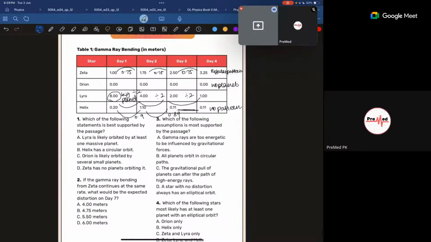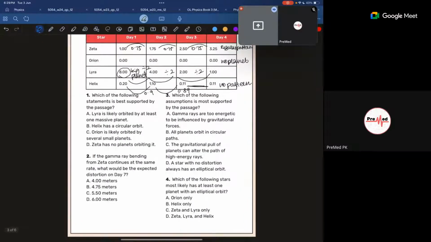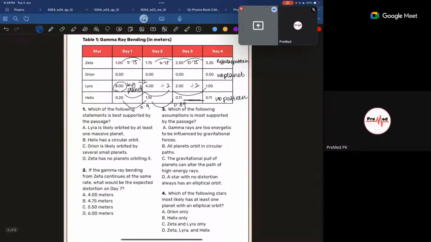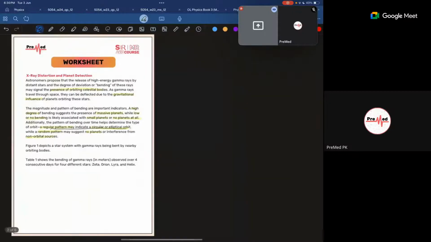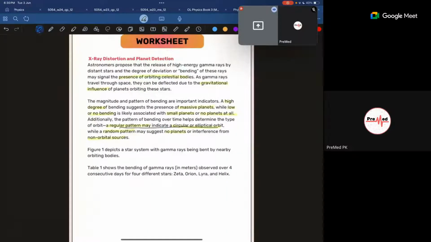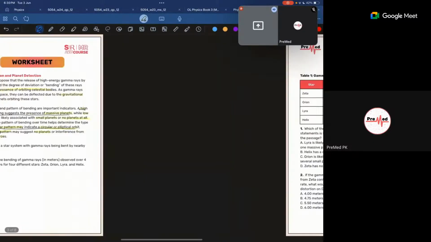After this, we will now come to the questions. The first question is, which of the following statements is best supported by the passage? The first option is A. Lyra is likely orbited by at least one massive planet, which is correct, as we mentioned earlier in the table that on day one the bending is 8 meters, which is a huge amount of bending. And in the paragraph we had studied that a very high degree of bending suggests the presence of massive planets, so the first option is correct.